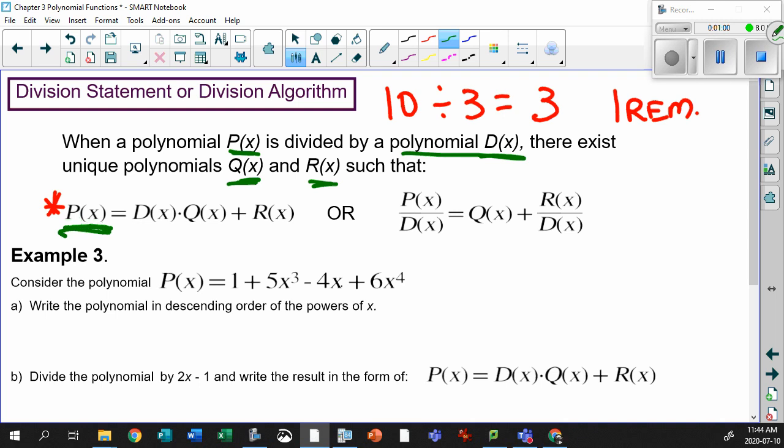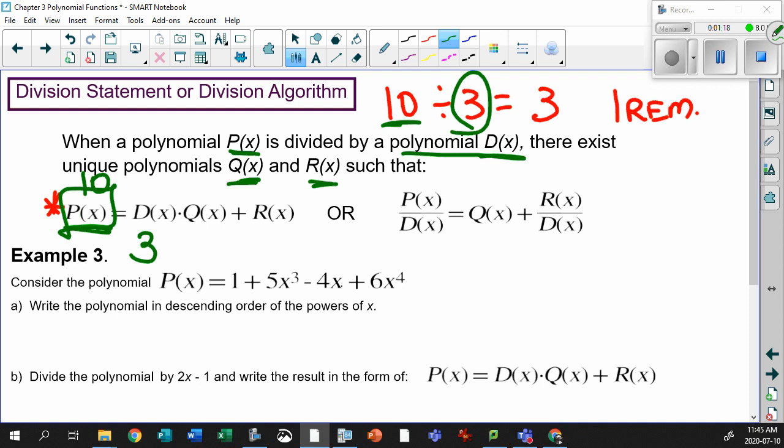Well, the division statement, the p of x, is like talking about this number 10 right here. So that's my 10. Then I'm going to look at my d of x. My d of x refers to the divisor. This is the thing that you divided by. Well, I divided by 3. Okay, but think about this.